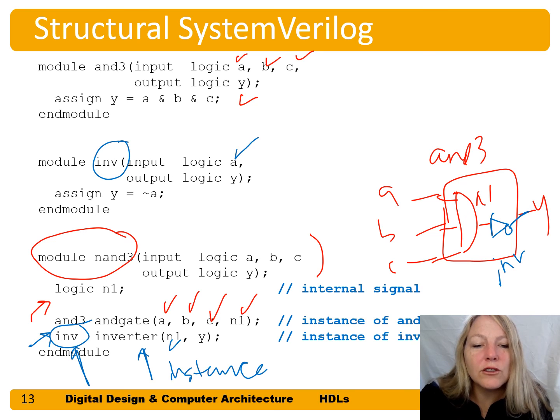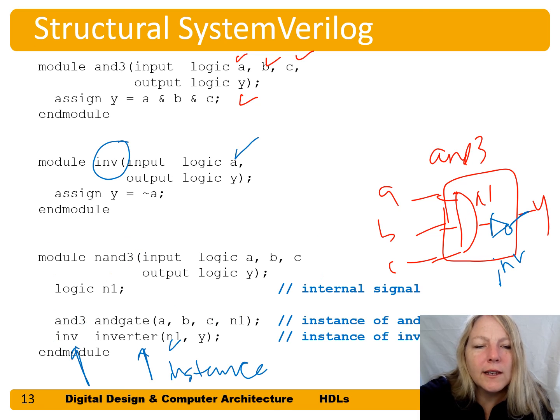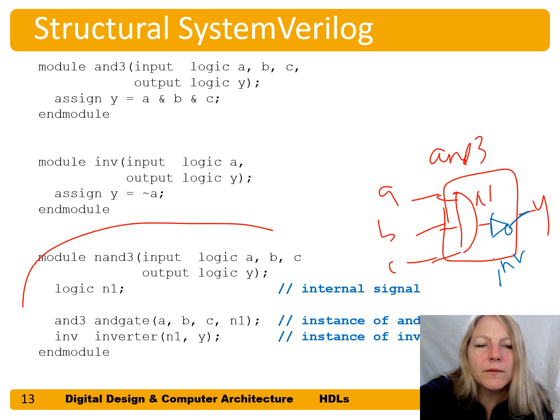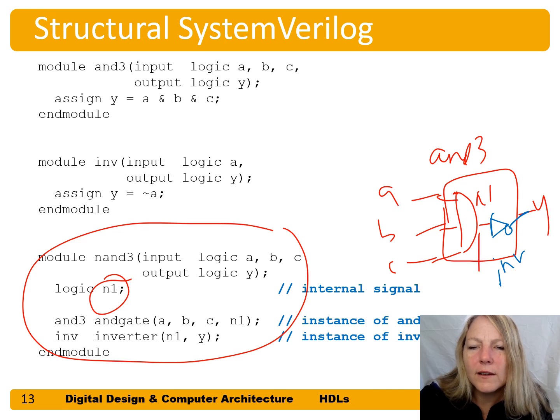So this module is structural because we've instantiated these submodules, in this case, this AND3 module, a 3-input AND gate, and the inverter, and connected them internally inside this module, using this internal signal N1 that is not an input or output, it's just an internal signal.